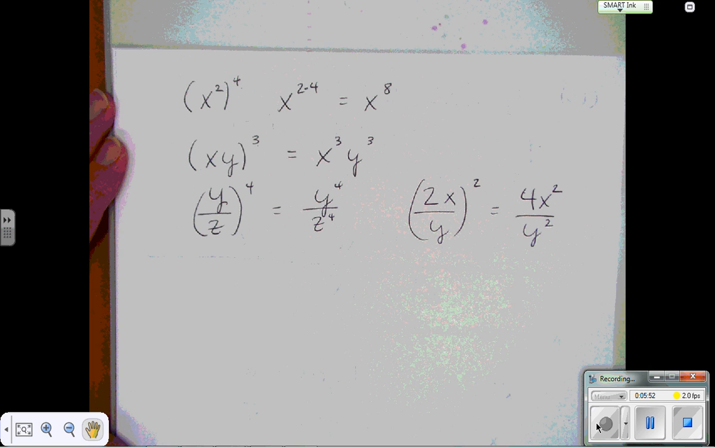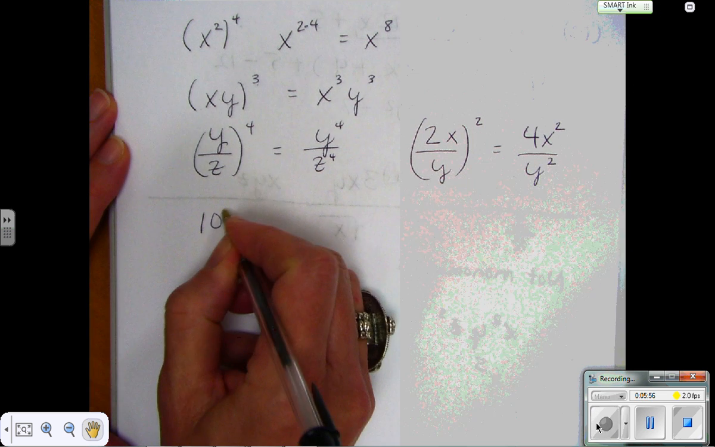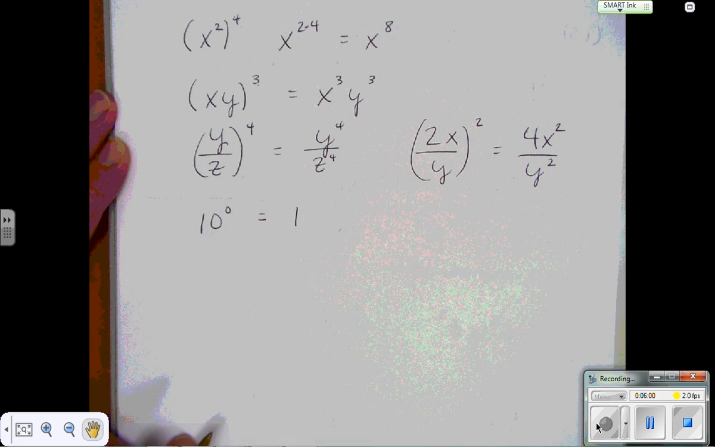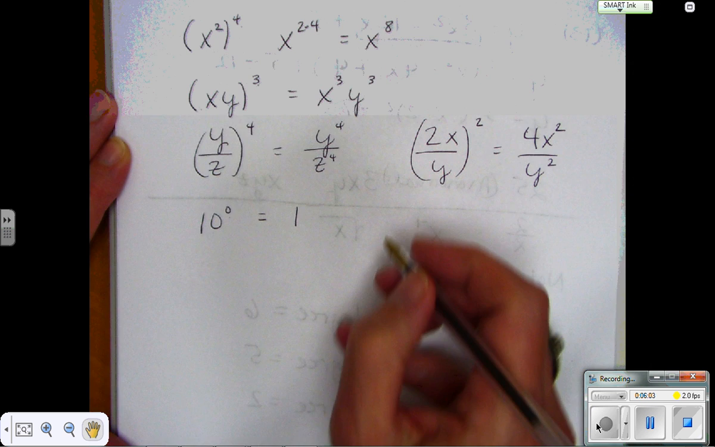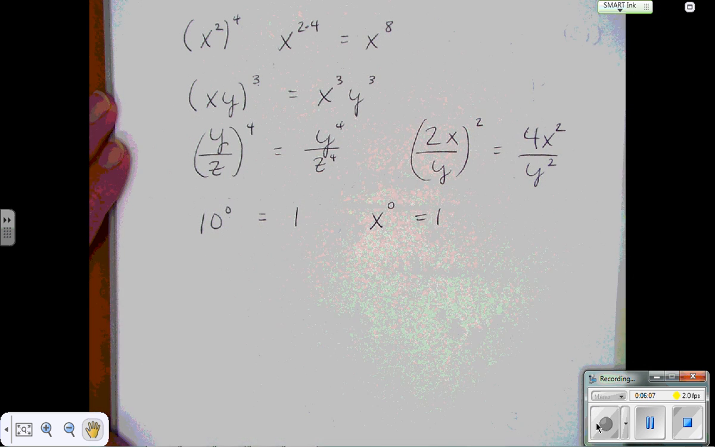Remember the rule that anything raised to the 0 power is 1. So if I have 10 to the 0 power, that's 1. You need to simplify that. Don't leave anything to the 0 power. If you have x to the 0 power, that's 1. Anything to the 0 power is 1.